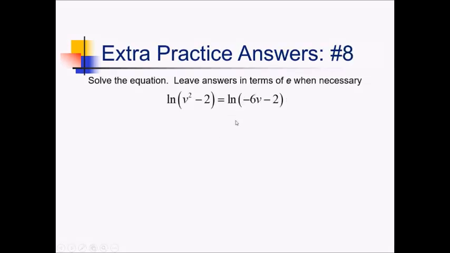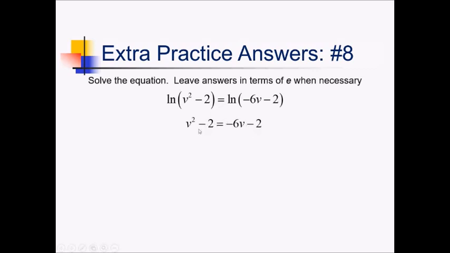On this problem, I noticed that I have logs on both sides, and it's the same base e for both of these. So to solve this equation, I can start by raising e to both sides of the equation, or just simply canceling the logs out. So that's going to be v squared minus 2 equals negative 6v minus 2.